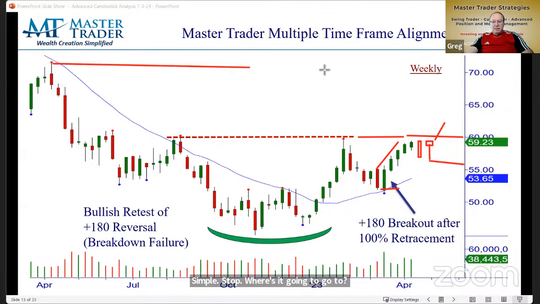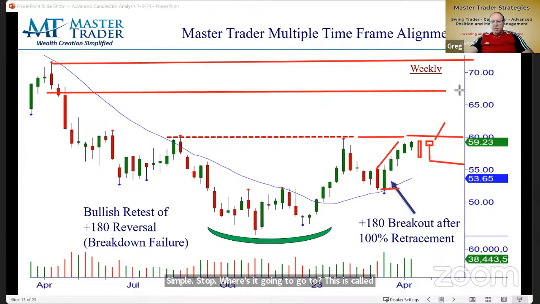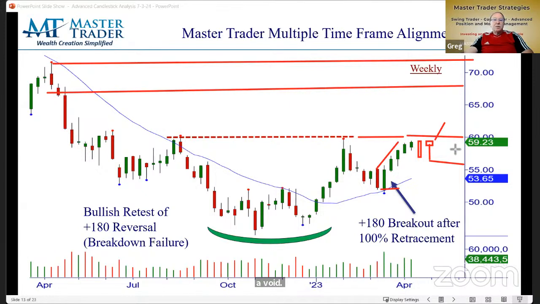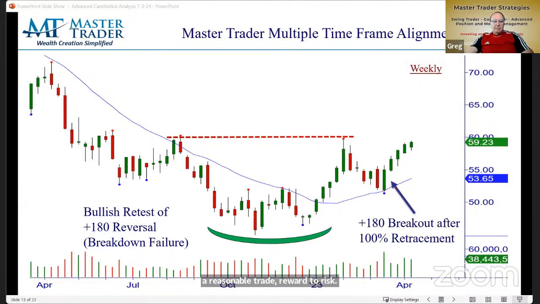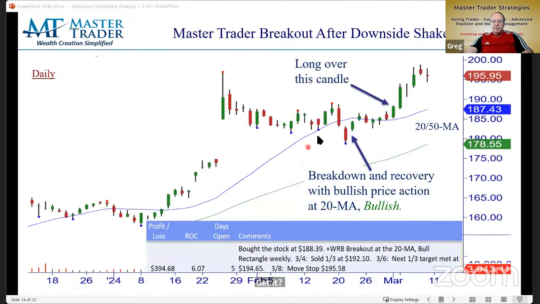Simple. Buy, stop. Where's it going to go to? This is called a void. It has the potential to go somewhere up in here. That's a reasonable trade. Reward to risk. Get it? All right, let's continue. A few more.